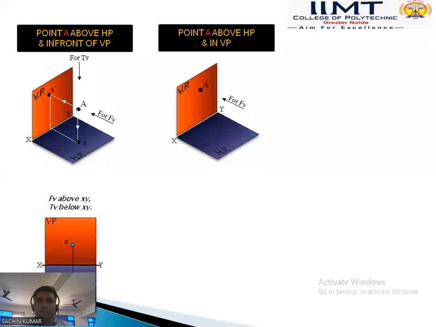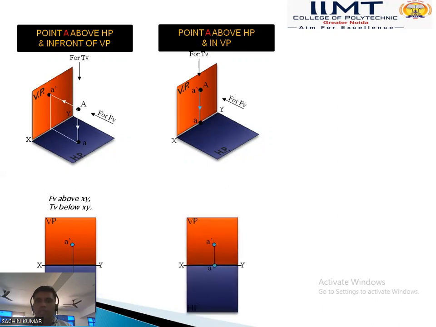The front view goes to the vertical plane, that is A dash, and after that the top view. In this case the top view goes on the XY line, because point A is lying in the vertical plane. If we see this point in the top view, the projection of point A is on the XY line. After that we use the rotational method, which means the horizontal plane is rotated 90 degrees. So the front view is above the XY line and the top view is on the XY line.